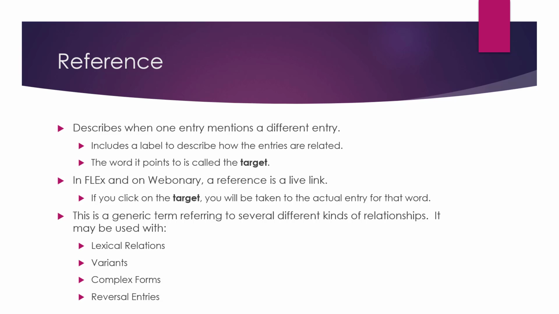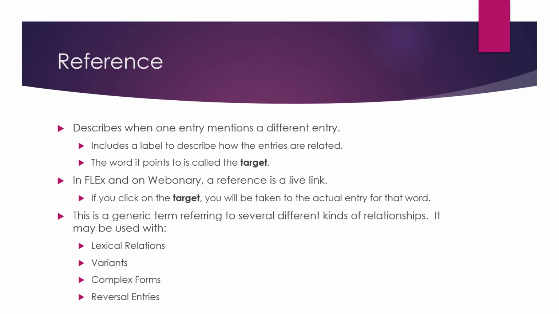So, for instance, if an entry says, I have an antonym that is something else, cold might say, I have an antonym hot. Antonym is the name of the relationship, and hot is the target. Now, this is not the entry for hot. It's telling you you can go look at the entry for hot to see a word that's related to this. So in the reference, that word is called the target.